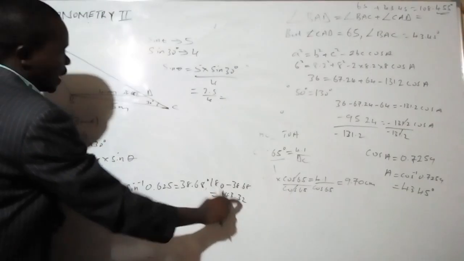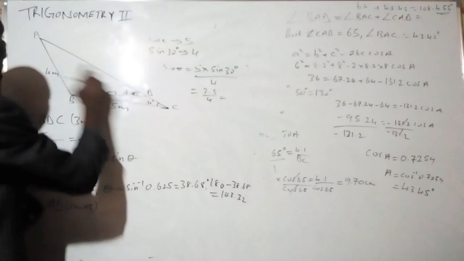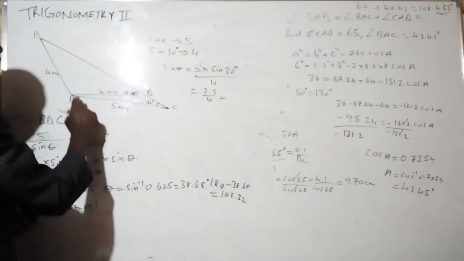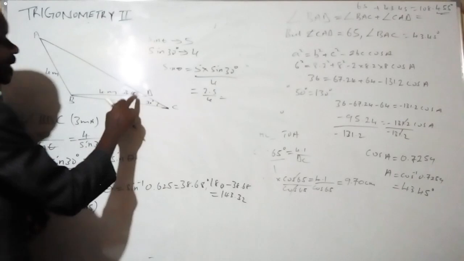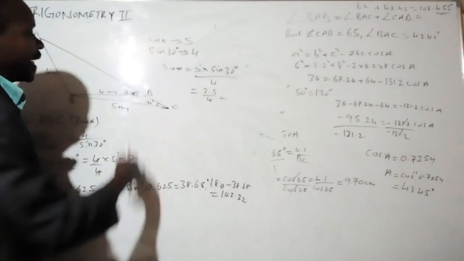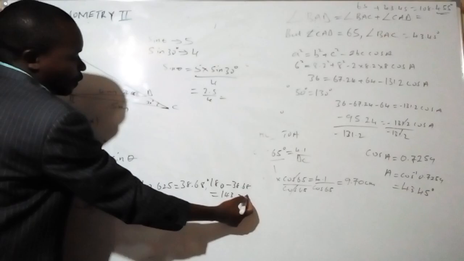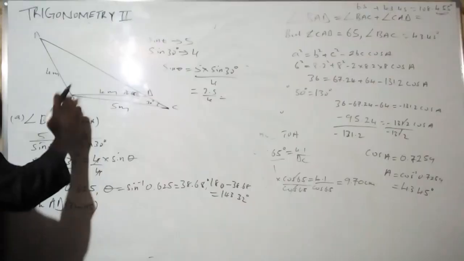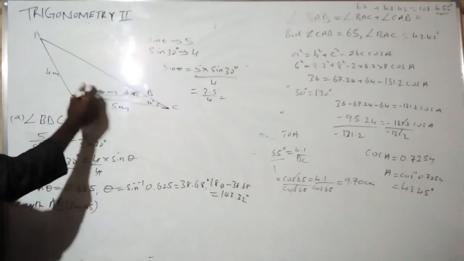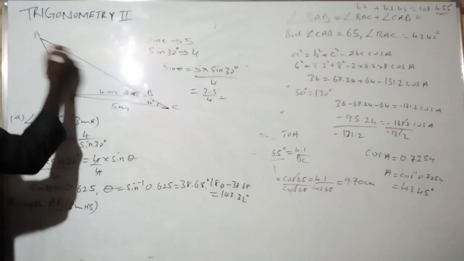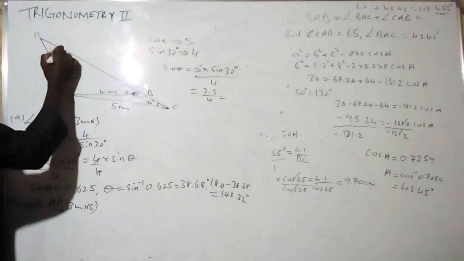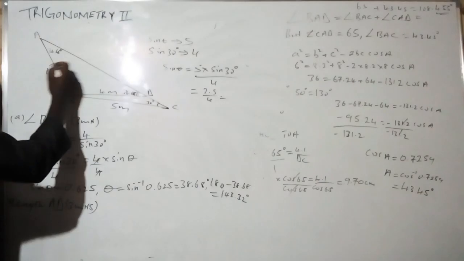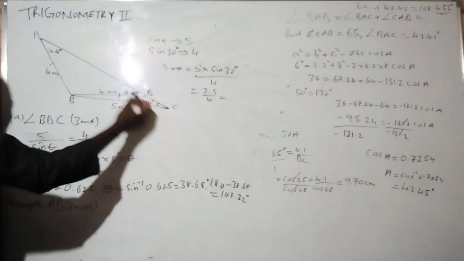This BDA is an acute angle. That's why it should be less than 90 degrees. And BDC cannot be less than 90 degrees. It can only be greater than 90 degrees. That's why it's supposed to be 143.32. That being the case, if BDA is 36.68, also BAD is supposed to be 36.68. Why? It's an isosceles triangle. This side and this side are equal, which means this angle and this angle are equal.